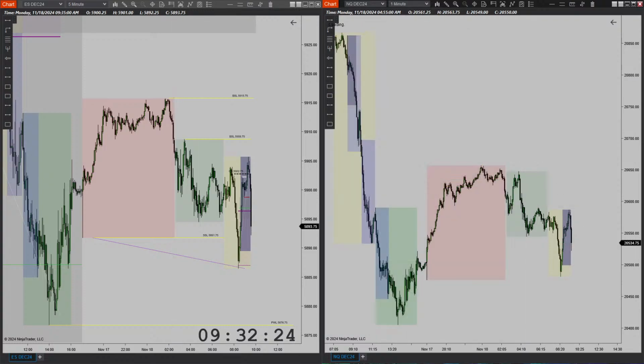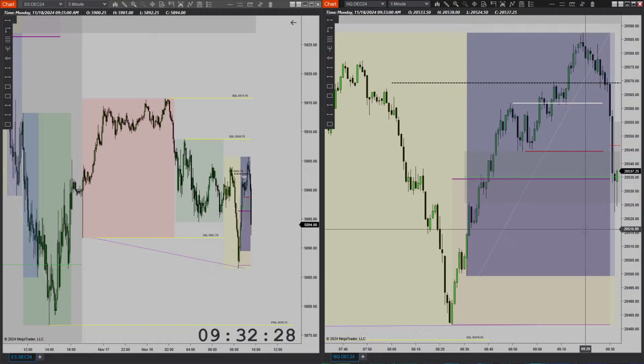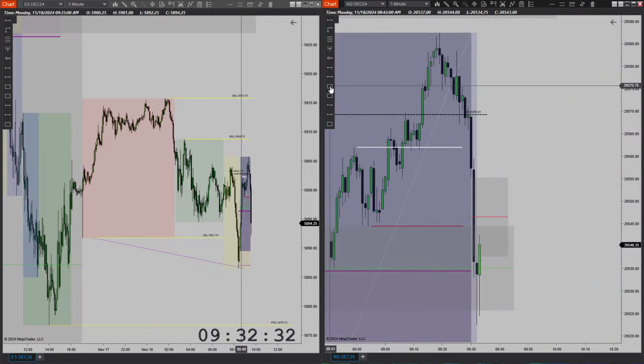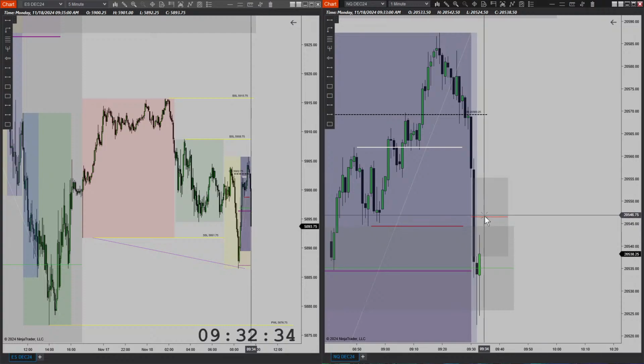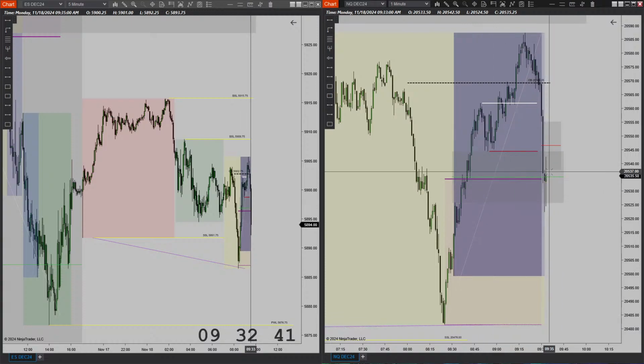So that 1 minute should have just closed. Here we go. So now I want to see price close above this right here. If it rejects, then we're probably going to come down to sweep these lows here. I want to see price draw higher from here.